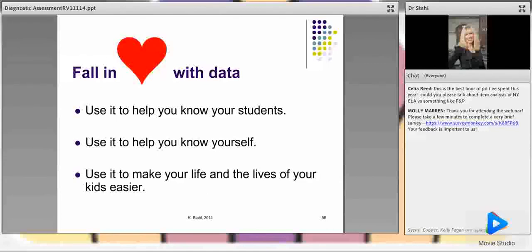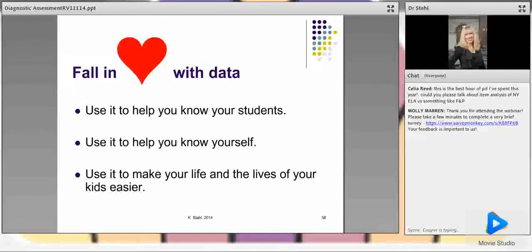Let's see. Could you please talk about the item analysis of New York State ELA versus something else like F&P? I would love to. That's a fabulous question. And I get so heartbroken when I go to schools and see schools doing this item analysis on the New York State ELA, because particularly back in the olden days with the old tests, what used to happen in test development for standardized tests is that test developers were given an assignment, and they would be given a passage and say, develop a main idea question for this, develop a sequence question for this.